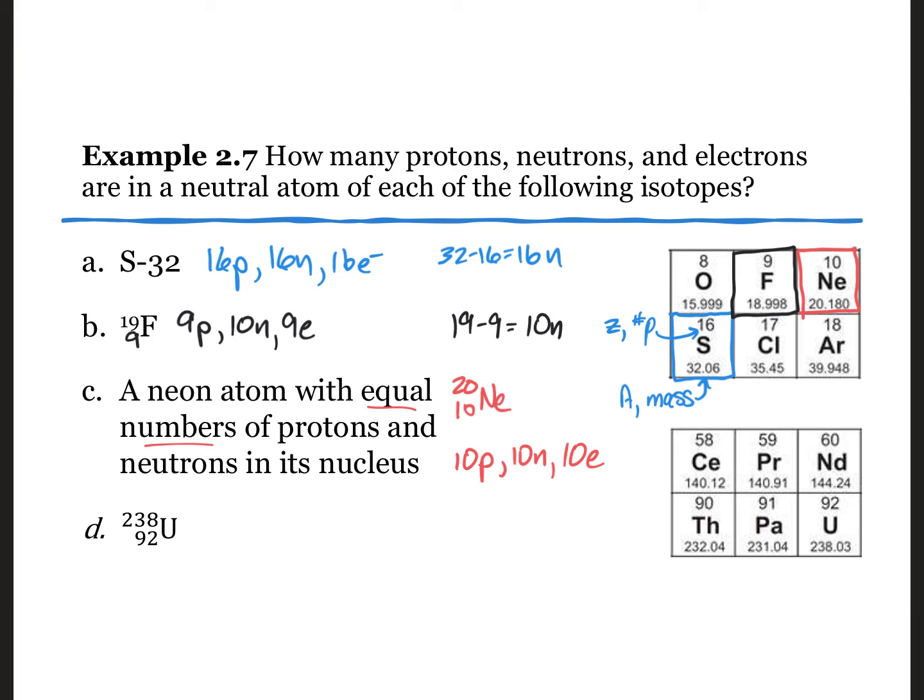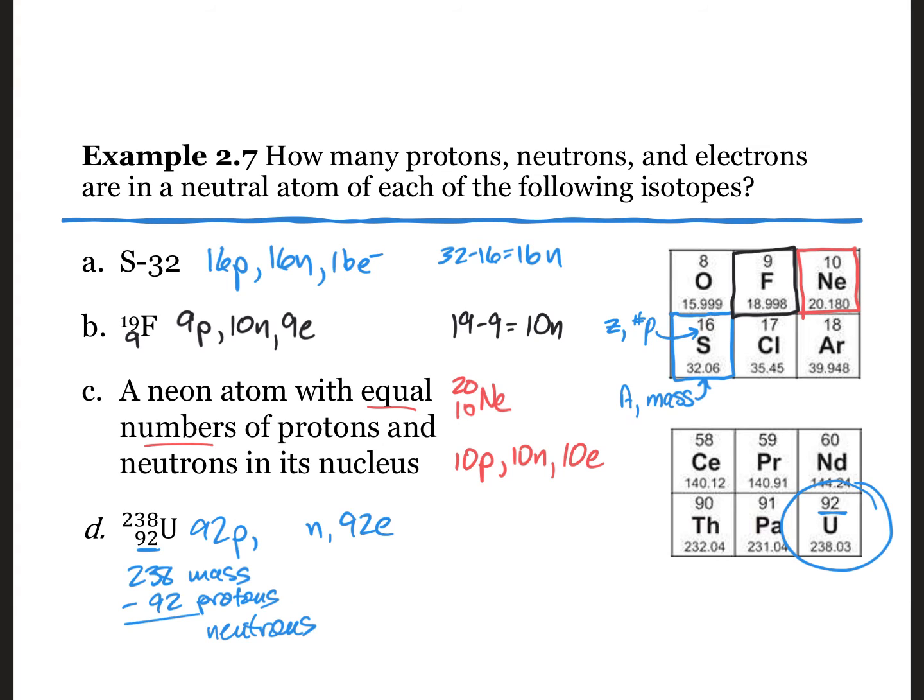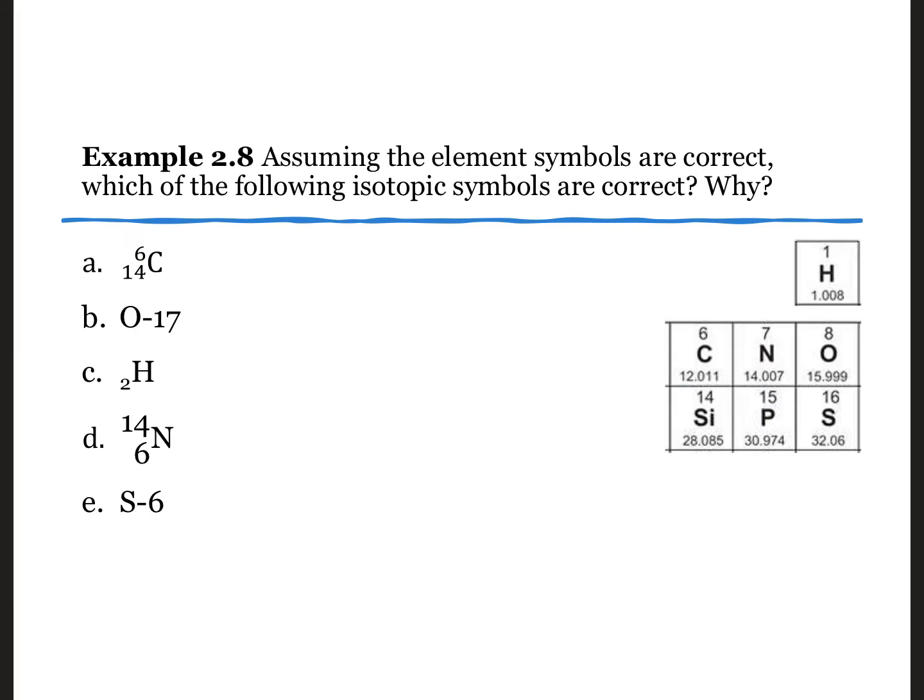Finally, let's look at a heavy element, U-238. Since the atomic number is given, we really don't need the periodic table snippet, but I've included it here for comparison. An atomic number of 92 tells us uranium has 92 protons. The atom is neutral, so it has 92 electrons. 238 minus 92 gives us 146 neutrons.